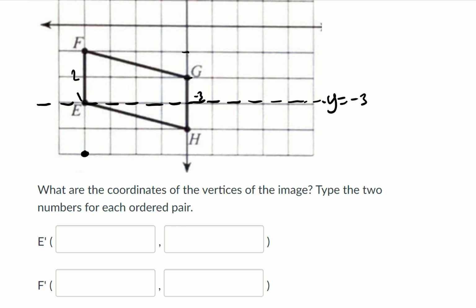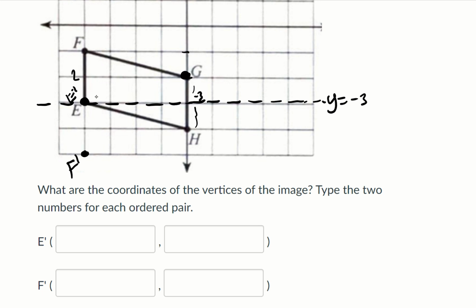So if it's 2 units up here, then that means it has to be 2 units down there. Okay, so this is going to be F prime. And E prime, E is still going to stay there because E is right on the line. So if you're right on the line, you're going to stay on the line. And then H, looks like H is going to switch with G. H is going to go on the other side.